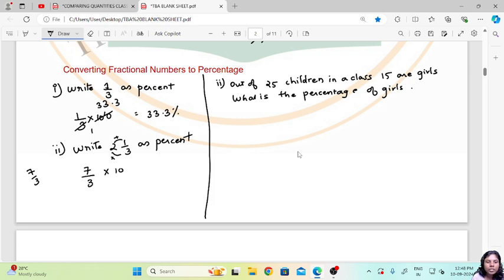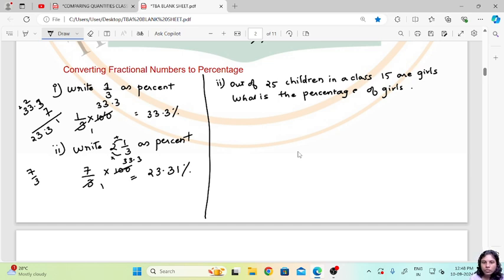So of 100 means multiply by 100. So 1 by 3 of 100 will be 33.3. Then we multiply 33.3 into 7. So 7 3s are 21, 22, 23. So we'll have 23, so the percentage will be 23.31%.